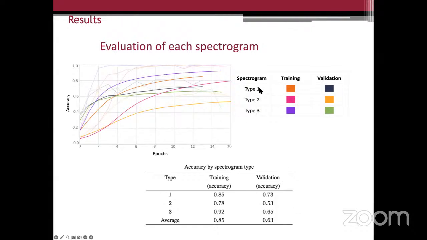As a result, in the evaluation, there are three time-frequency spectrograms for audio. So we have three evaluations for training and for validation. There is the result for type 1, for type 2, and for type 3, and there is the average for training and validation. So for training, the accuracy for spectrogram type 1 is 85, for the second 78, and 94 for the third. So the mean average is 85.